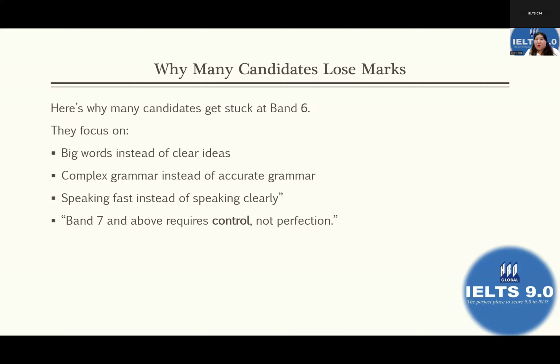Band 7 and above is not about perfection. It's about control. Control of ideas, control of grammar, control of vocabulary, control of pronunciation. When you communicate clearly and accurately, you move beyond band 6. Now you know how examiners decide your score. So in the next video, we'll look at something just as important, the IELTS test format and timing, and where most candidates lose points before the test even ends.